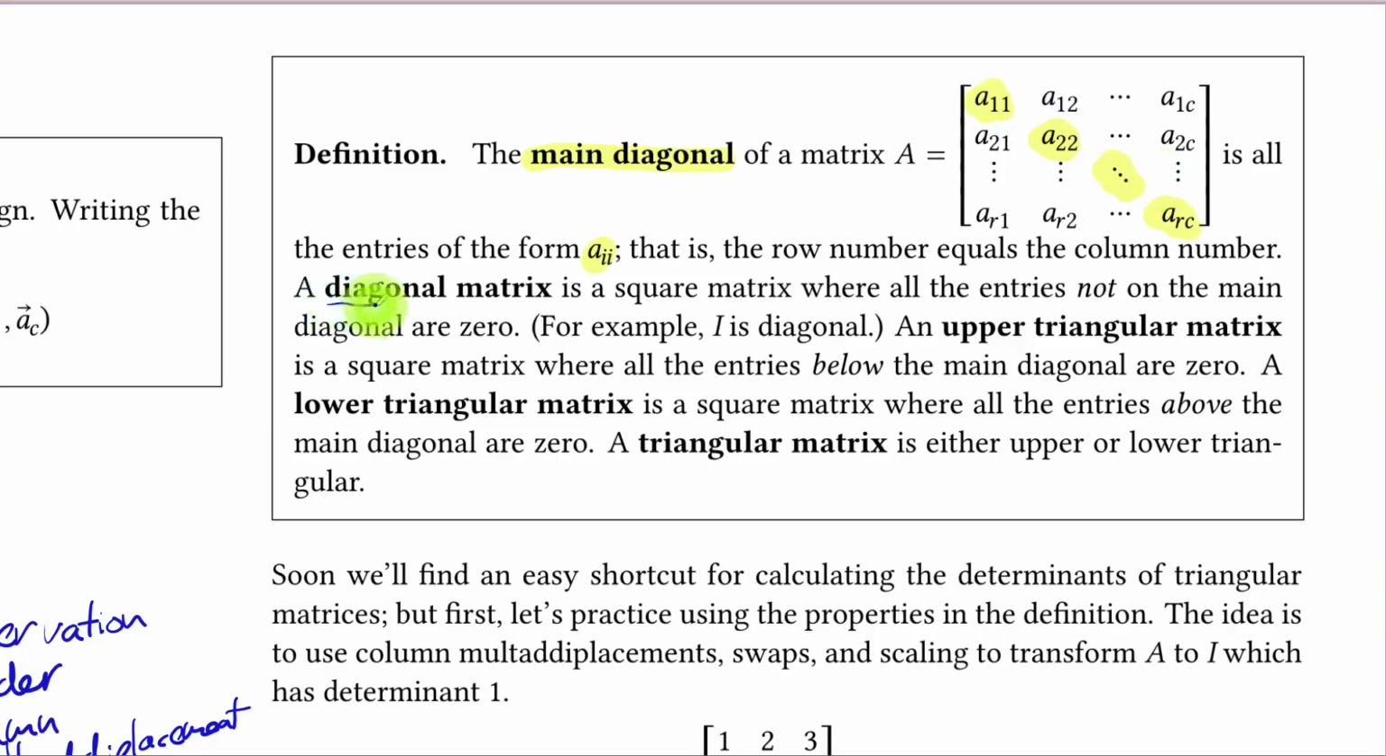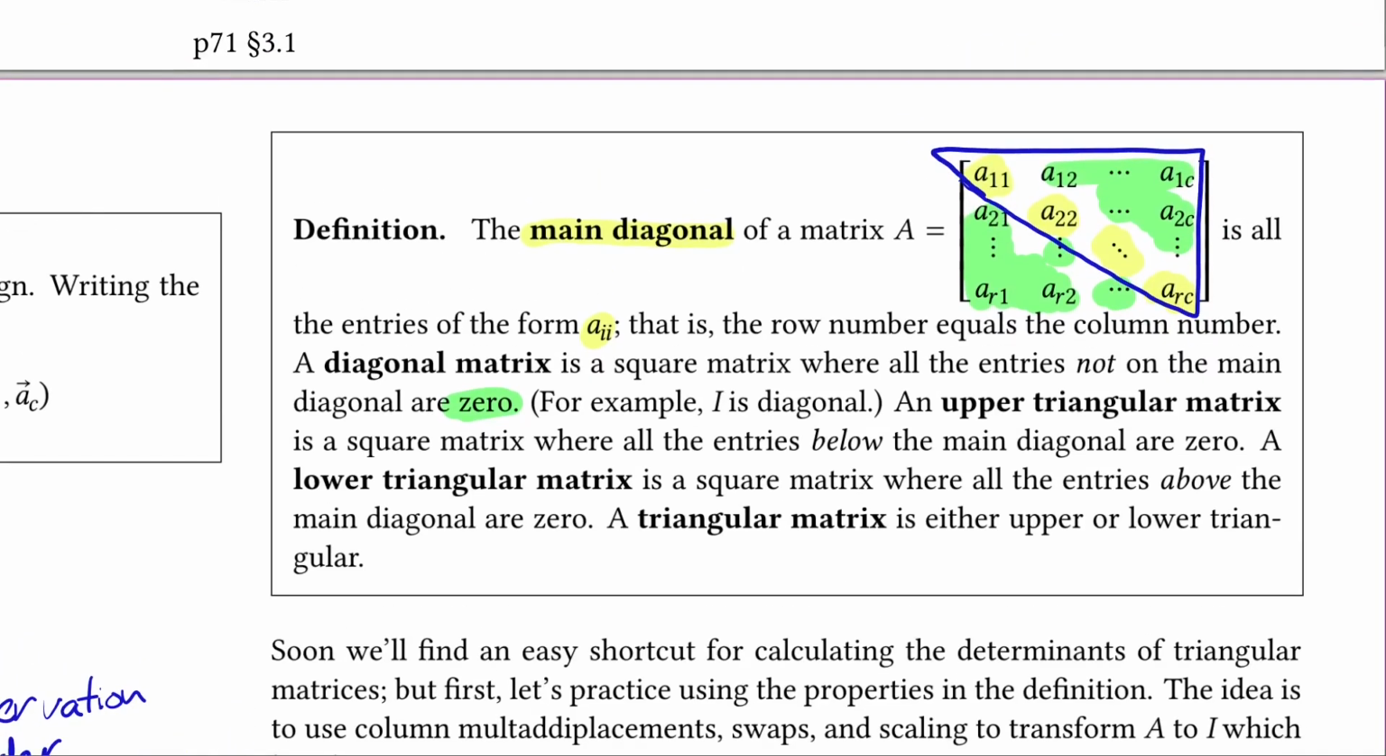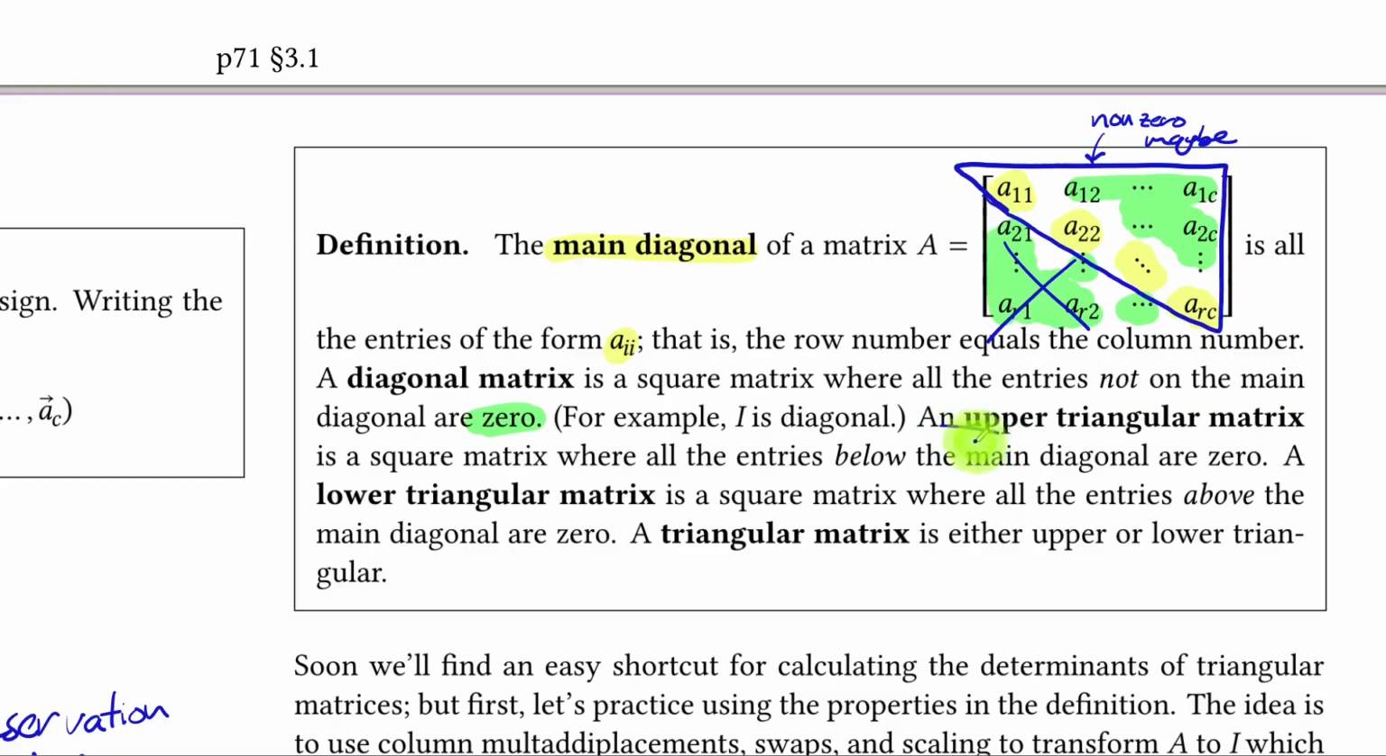The main diagonal is where all the ones live on the identity matrix. So a diagonal matrix is a square matrix where all the entries not on the main diagonal are 0. So everything else over here would have to be 0 for it to be diagonal. An upper triangular matrix is a square matrix where all the entries below the main diagonal are 0. We say upper triangular because the upper triangle is where all the non-zero stuff is. At least everything below is 0. So that's the stuff you ignore in an upper triangular matrix. In a lower triangular matrix, it's the other way around.